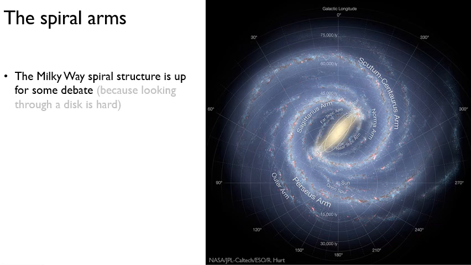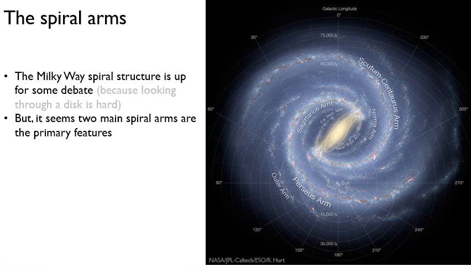Then the other major feature of the Milky Way, besides this central bar bulge here, are the spiral arms. This is one view of what the spiral structure of the Milky Way looks like. You might find other maps. To be honest, this is a little bit up to debate. The reason is that we're looking edge on. We don't get this top view in this nice picture. And so it's difficult, right? You have to look through a lot of dust.